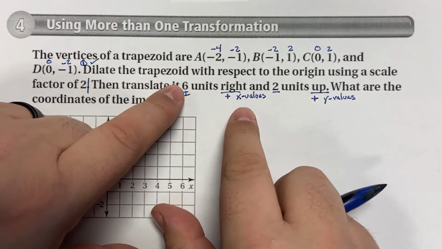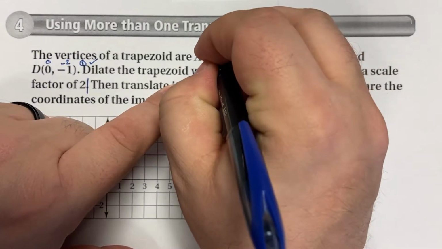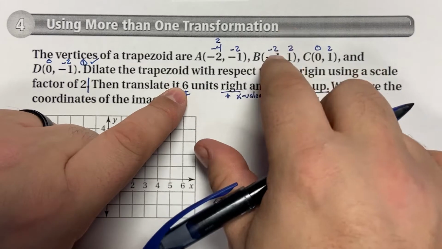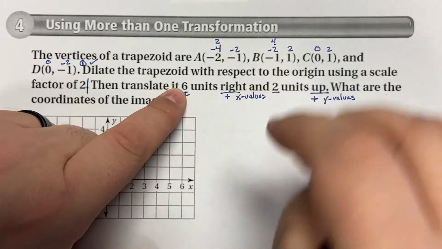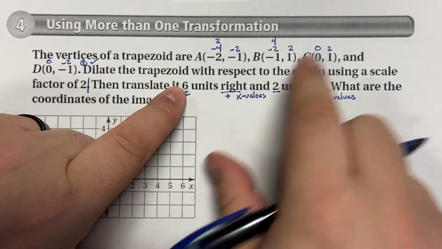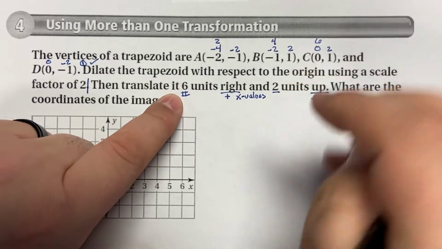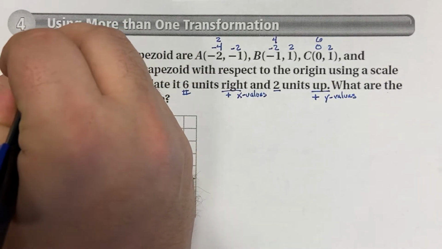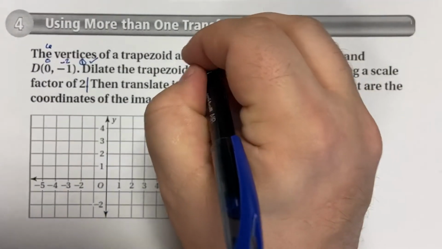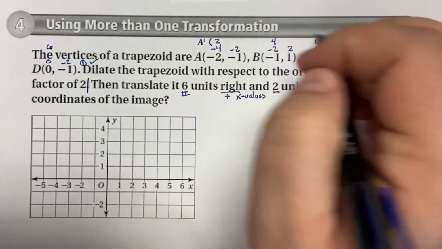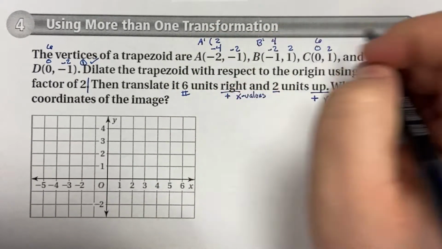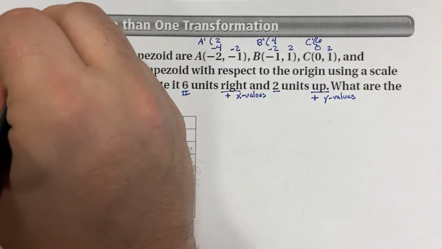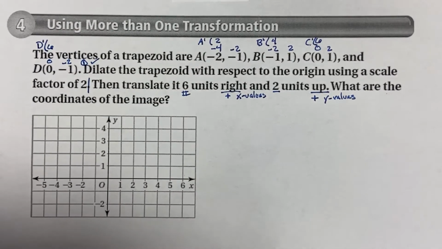So if we take 6 plus negative 4, that's going to give us a positive 2. If we take 6 plus a negative 2, that's going to give us a positive 4. And if we take 6 plus 0, we're going to get 6. And if we take 6 plus 0, I'm going to write it up here, we're going to get 6. So that means the image of A, the image of B, the image of C, and the image of D, we've already got our x values for.